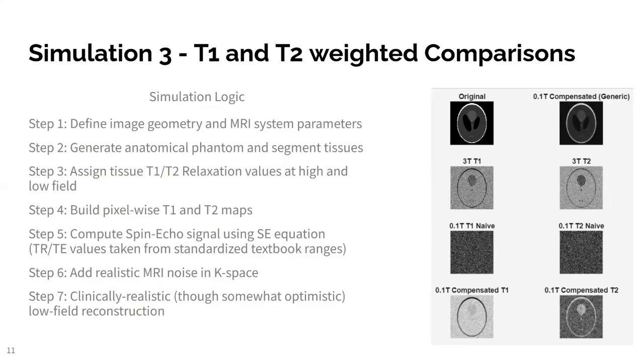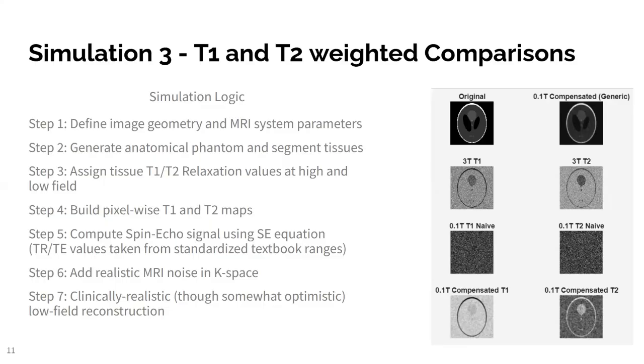Then I assigned the tissue T1 and T2 relaxation values at high and low field and built the pixel-wise T1 and T2 maps. Then, using the spin echo equation, I computed the spin echo signal using the TR and TE values taken from the standardized textbook ranges. Then I added realistic MRI noise in k-space, and then finally applied a clinically realistic, though somewhat optimistic, low field reconstruction to the 0.1 Tesla cases.